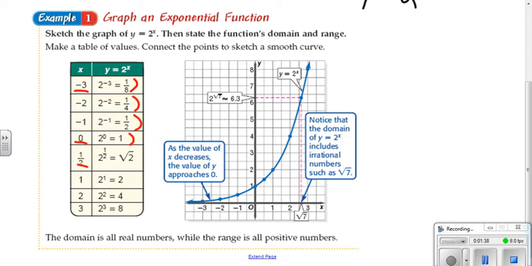Whenever we have 1/2, remember that means take the square root of it. So 2 to the 1/2 power is just the square root of 2. 2 to the 1 is 2, 2 to the 2 is 4, 2 to the 3 is 8. Now we just plug some of those values in.